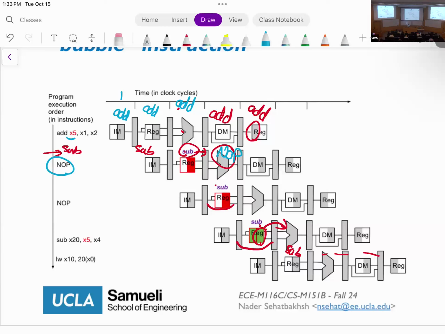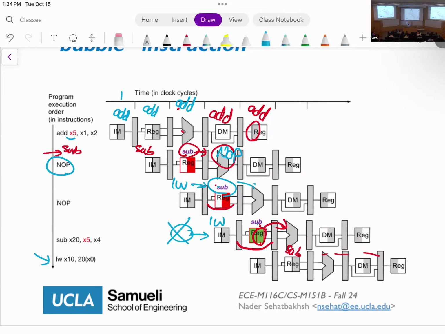So at this point, my memory stage has add. My ALU stage or execution stage used to be sub, but since sub cannot continue, I replace it with a no-op. And my sub stays in the decode stage, and then the next instruction, whatever it is, like the load word, would be here. And now since this cannot continue, this cannot continue either. So this is also frozen. So my load stays here, my sub stays here, and of course I cannot fetch a new instruction here. This is also not happening.